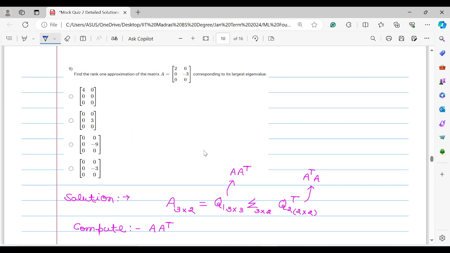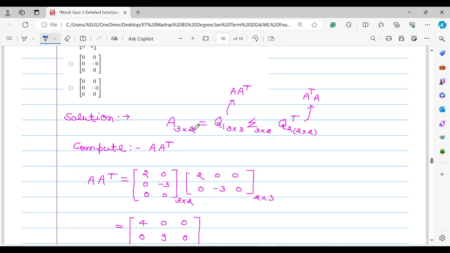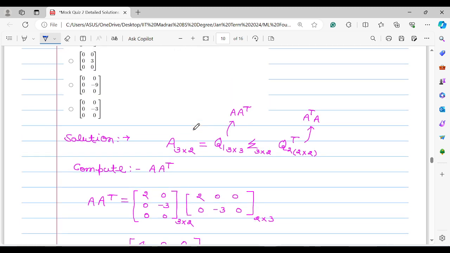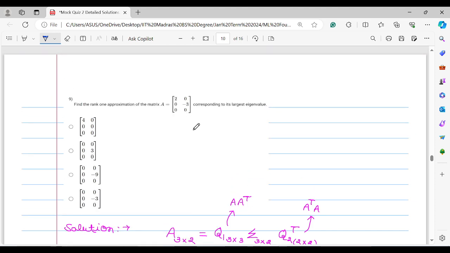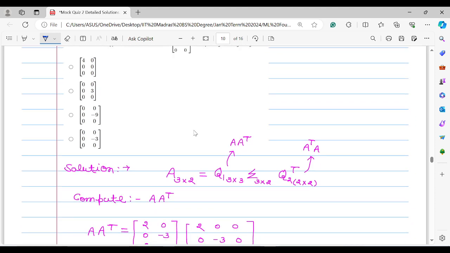Going to the next problem, number 9. Find the rank 1 approximation of the matrix A, equal to this matrix, corresponding to its largest eigenvalue. To solve this problem, we will use the SVD theorem. What SVD says is that any non-symmetric matrix can be represented like this. Because A is 3 cross 2, we can represent this as Q1 (3 cross 3), sigma (3 cross 2), and Q2 transpose (2 cross 2).